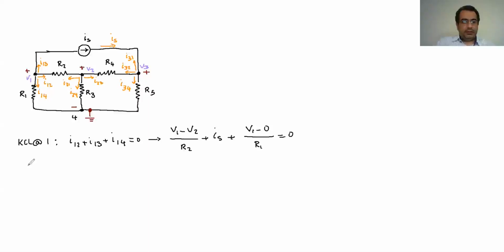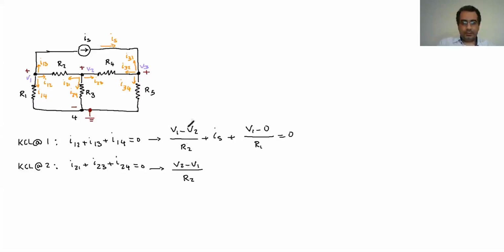The same I can write for the KCL at 2. So here I have I2,1 plus I2 toward 3 plus I going from 2 toward 4 is 0. For I going from 2 toward 1, it is V2 minus V1, the voltage at the start node minus the voltage at the end. So it's going to be V2 minus V1, and what is in between is R2.